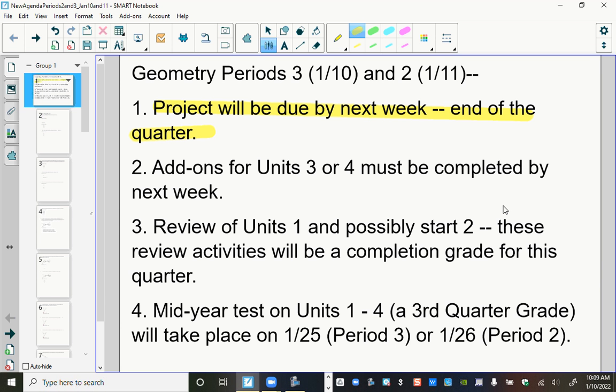And that's going to be another little activity. So when we come back, that first week we start quarter 3, which is going to be the end of this month, 2 weeks from now, you're going to have the mid-year test. This is sort of what I want to see: what you know up to this point.